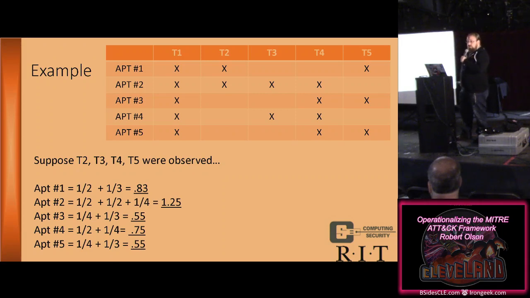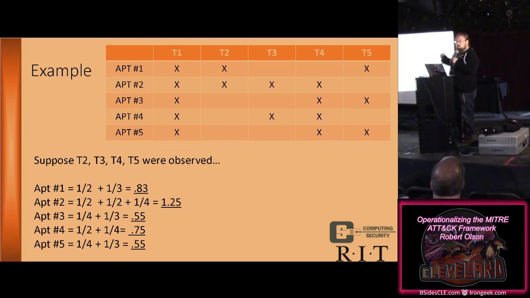So in this case, the adversary most likely to be present is APT2. They have the highest score. So let's look at one other scenario, same kind of thing. Oh, I forgot to color code the winner. So same scenario, but we have different techniques used. Techniques 2, 3, 4, and 5 were known to be used.